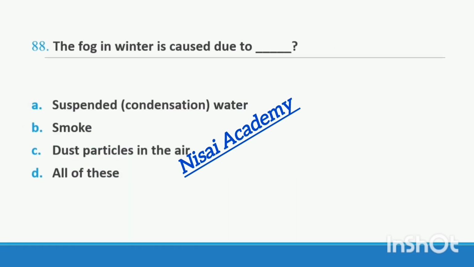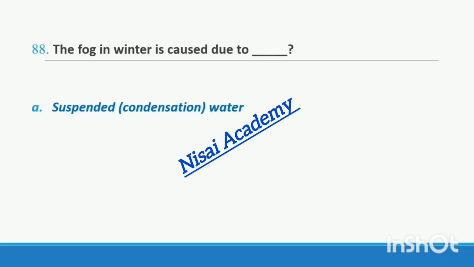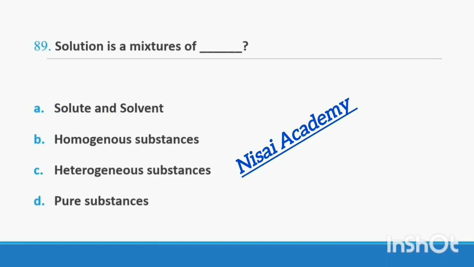Question 88. The fog in winter is caused due to option A suspended condensation water, option B smoke, option C dust particles in the air, option D all of these. The fog in winter is caused due to suspended or condensed water. Right, option A.